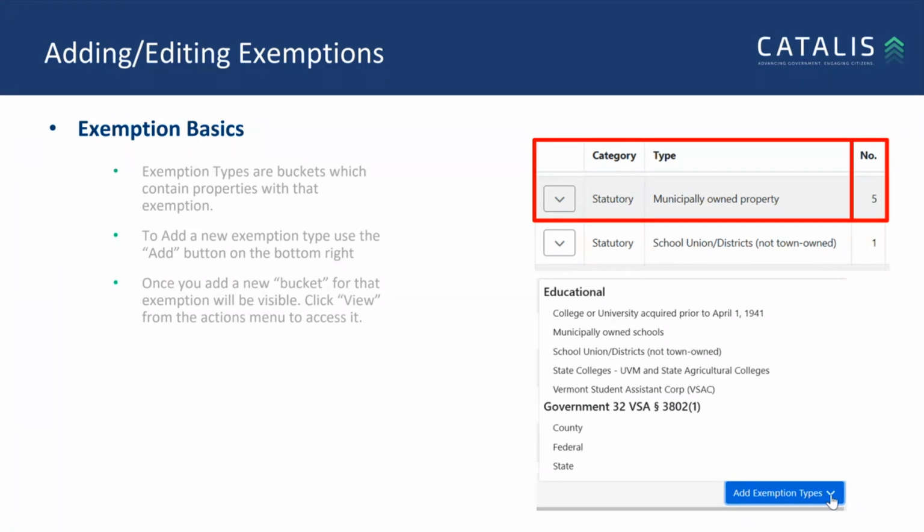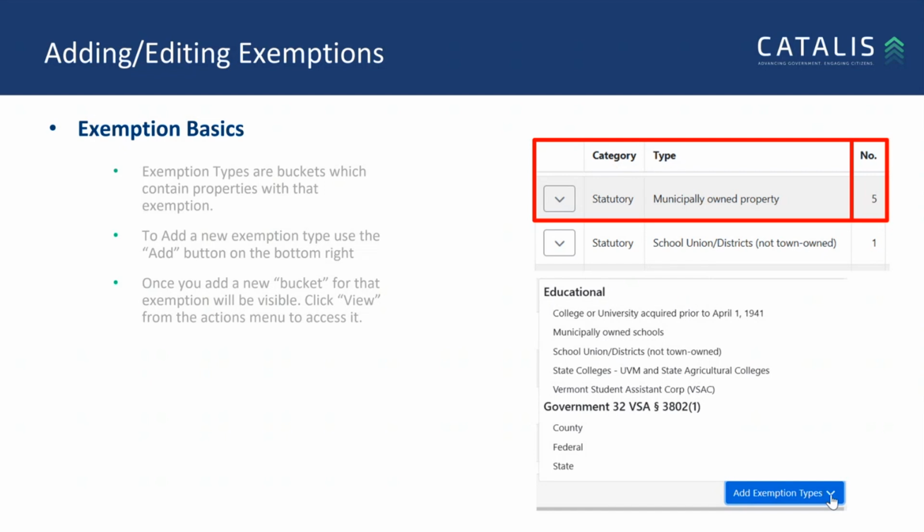We also have a grand list viewer available. I'll show you that in the app. It's really straightforward, but this is where you can see which exemptions a property has. Are they in current use with the veterans and some other type of exemption? It pulls everything together for you. So we'll take a look at that too.